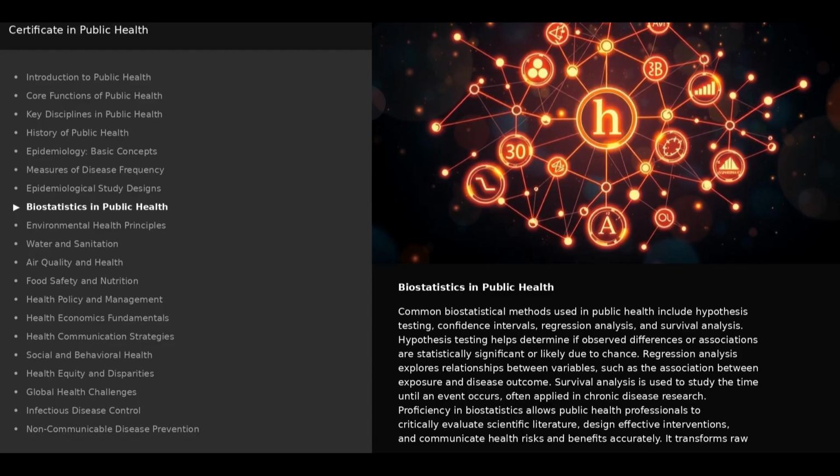Proficiency in biostatistics allows public health professionals to critically evaluate scientific literature, design effective interventions, and communicate health risks and benefits accurately. It transforms raw data into meaningful insights that drive public health action and policy.